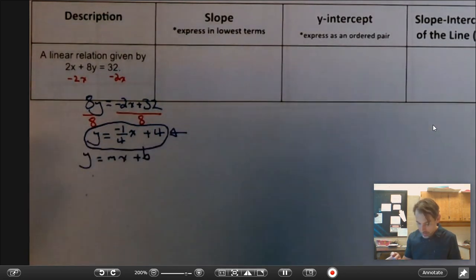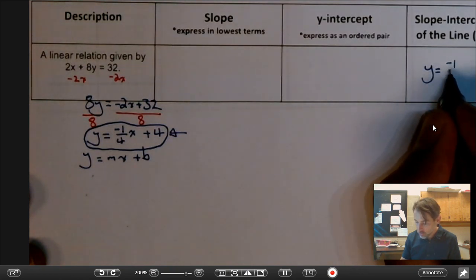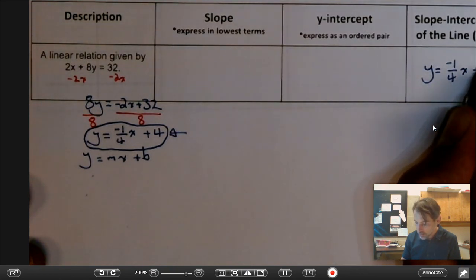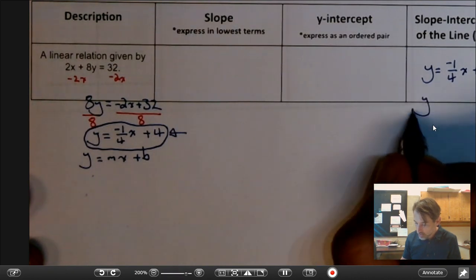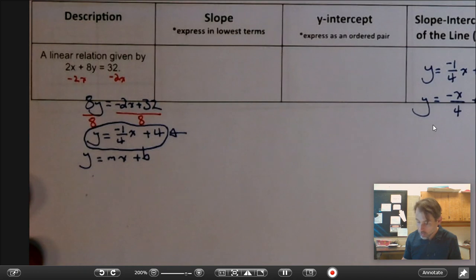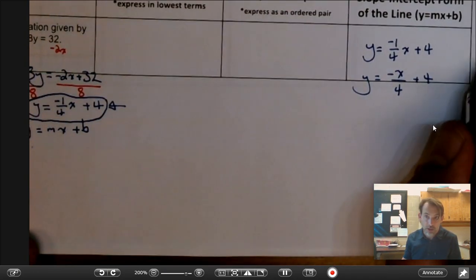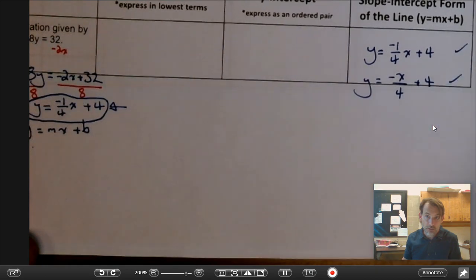There it is. That's our line in y equals mx plus b form. So we can put that over here. Y is equal to negative 1 over 4x plus 4. We could also write that as y is equal to negative x over 4 plus 4. They are equivalent. Oh, you can't see? There you go. I can write them both ways. Both are correct.